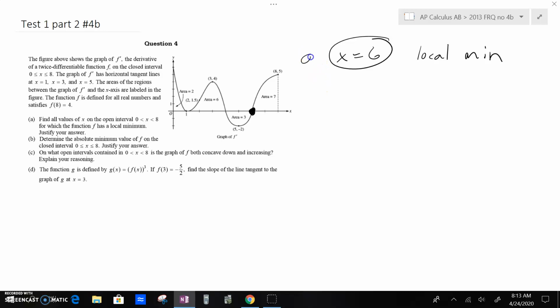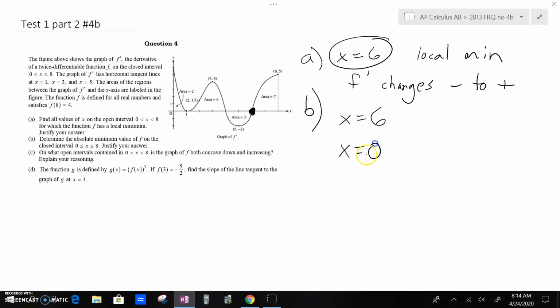So this is now jumping forward to part B. So it's just a really brief look at part A. I'll even say f prime changes negative to positive, just to formalize what I was talking about there. When you get to part B, to have an absolute minimum on any function, you want to look at the places where you could have a local minimum. So in this case, that's only x equals 6. And then you also have to consider the endpoints. So you have to look at x equals 0 and x equals 8 in this case.